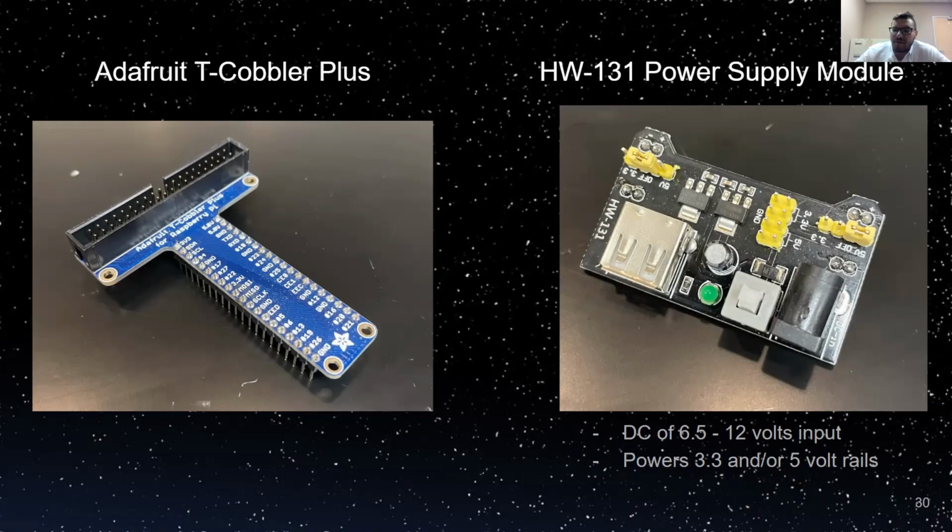We also have the HW131 power supply module, which is used to provide additional power to our sensors, as the Raspberry Pi is not capable of providing enough power to the sensors without this, and you'll get throttling issues or low voltage issues with your Raspberry Pi. So this makes sure everything runs efficiently and effectively.